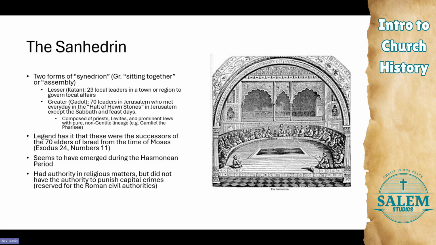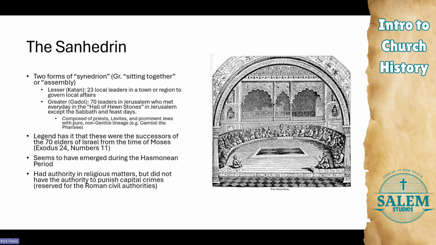There are two different forms of Sanhedrin, and that's the Greek term, the sitting together or assembly, where the Hebrew term Sanhedrin comes from. It's actually a loan word from the Greek. You have the lesser, the Katan Sanhedrins. These were local councils of about 23 leaders in a town or a region that would be called together to govern local affairs. And then you had the greater or the Gadol Sanhedrin.